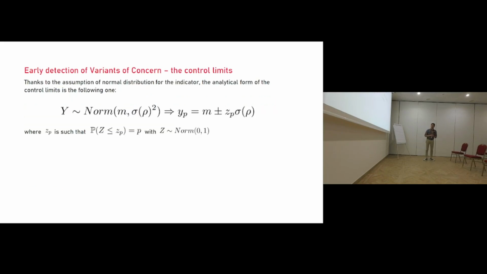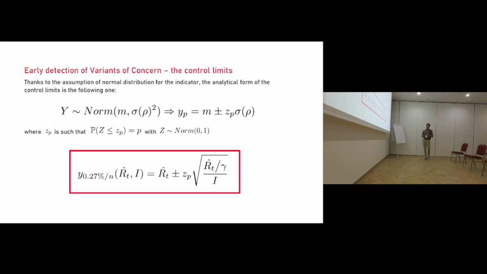Okay, so now we've got everything except for the control limits. But thanks to the assumption of normal distribution for the indicator, the analytical form of the control limits is the following one that you can see here. And in our case, we obtain that y 0.27%/n is equal to RT bar, the weighted mean, plus or minus Z_p for this quantity. I want to stress two things about this formula. The first is that we've got the active cases here, as we wanted. And the second is that here we've got an over n because of the Bonferroni correction. That is a common correction when we are performing multiple testing, as in this case, where n is the number of regions we are analyzing.